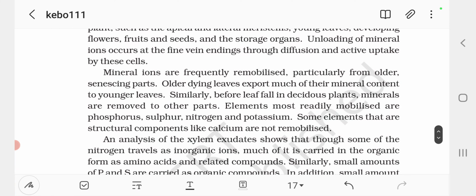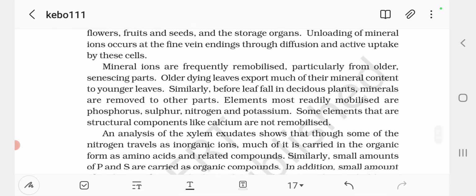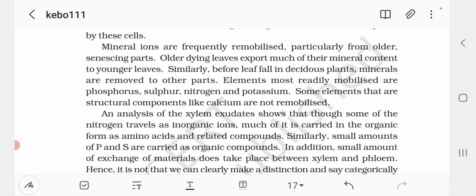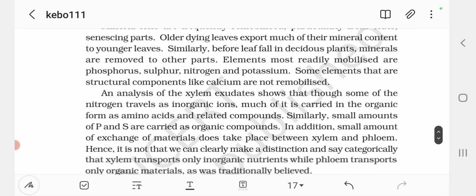Unloading of the mineral ions occurs at the fine vein endings through diffusion and active uptake by these cells. Mineral ions are frequently remobilized, particularly from older senescing plant parts. Older dying leaves export much of this mineral content to the younger leaves.